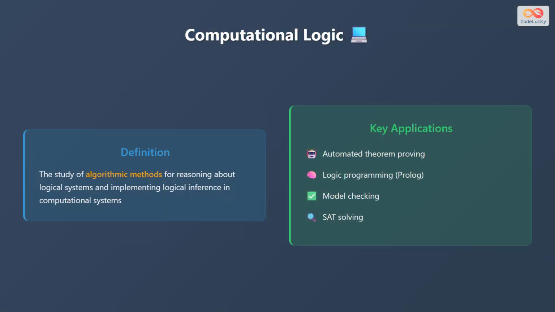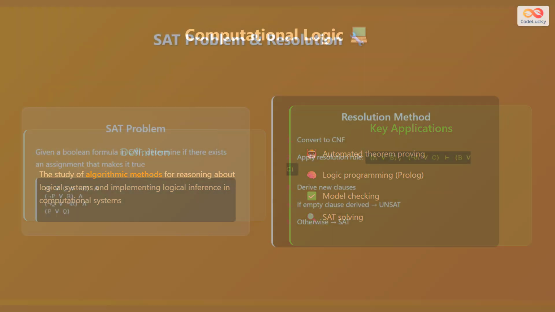Let's discuss computational logic. By definition, it is the study of algorithmic methods for reasoning about logical systems and implementing logical inference in computational systems. It has several key applications. These include automated theorem proving, logic programming like Prolog, model checking, and SAT solving.